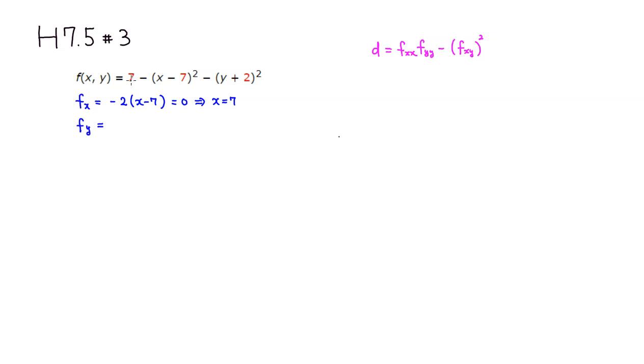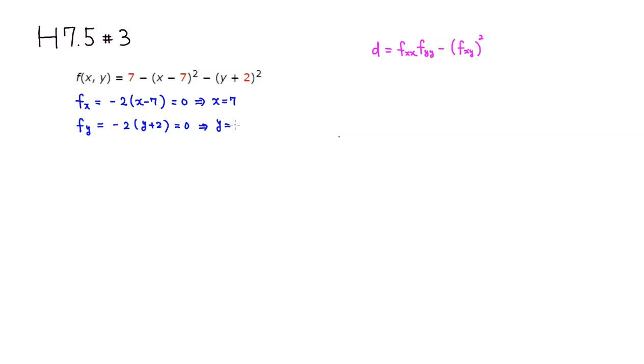Then we do the partial derivative with respect to y. The partial of the first term with respect to y is 0. The partial of the second term with respect to y is 0 because there's no y in there. So it's going to be negative 2 times (y plus 2), subtracting 1 from the first power, times the derivative of (y plus 2) with respect to y, which is 1. So it's multiplied by 1, so I'm not going to write that, and set that equal to 0. You can see that y is equal to negative 2.